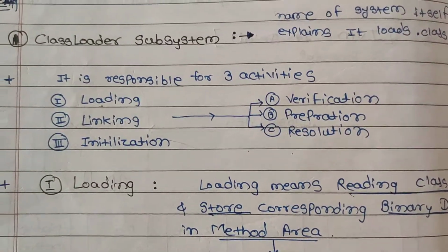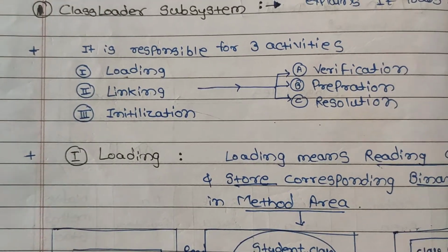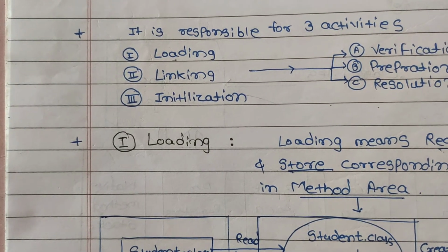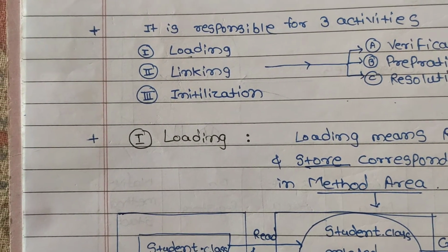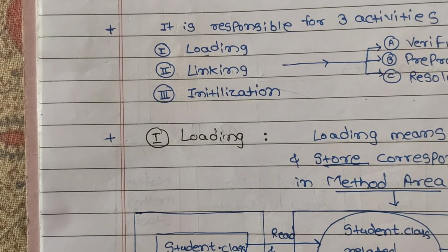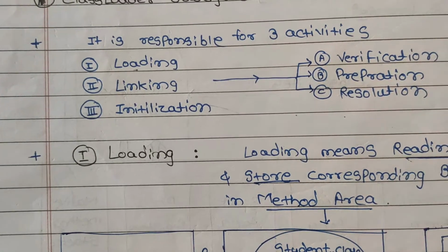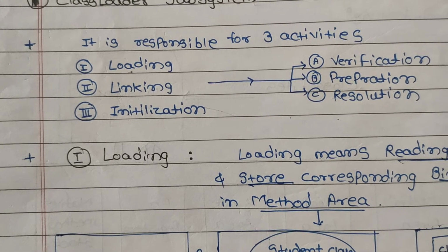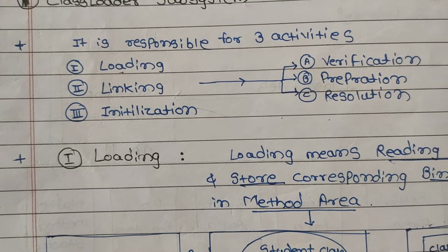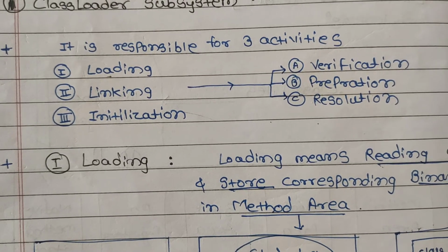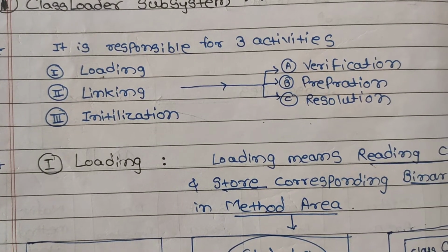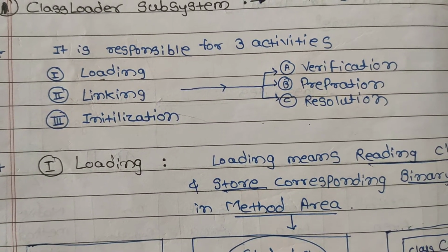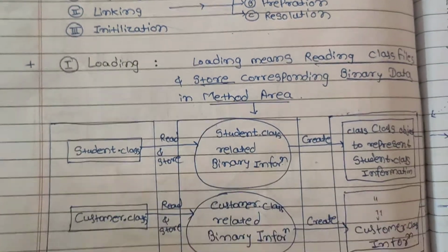So let's move ahead. Class loader subsystem. Actually, the name of the system itself explains that it loads .class files. It is responsible for three activities: loading, linking, and initialization. And linking again has three processes in it, and those are verification, preparation, and resolution. So this is an overview of the class loader subsystem, but we will see in depth what is loading.